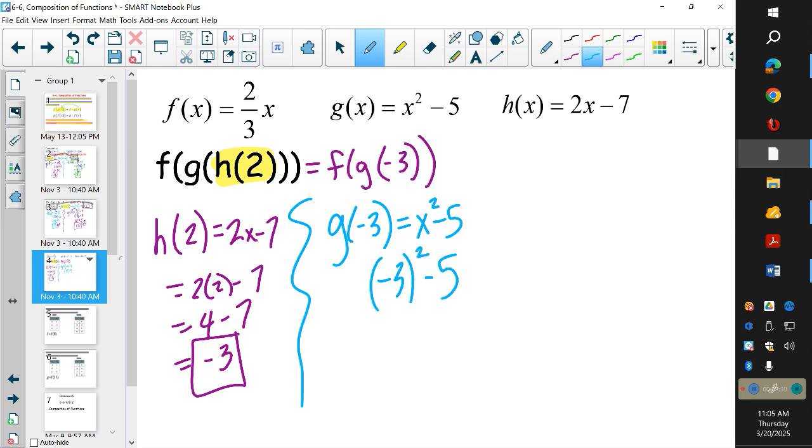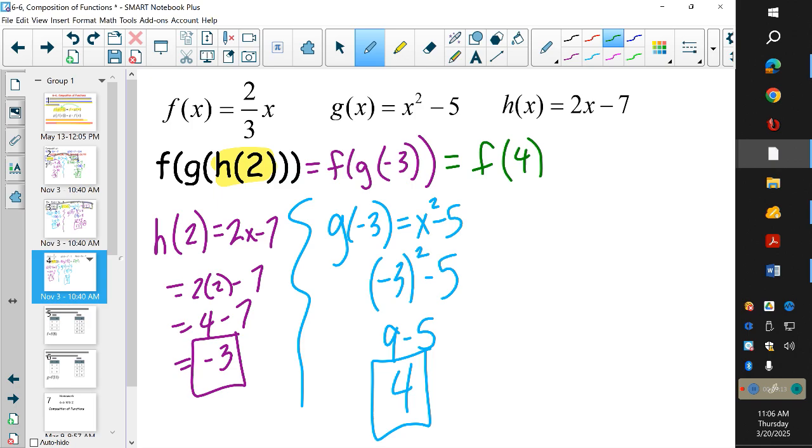If y'all do not put parentheses there, you will not get the right answer, because you are squaring the number 3 and the negative, yes? So what is negative 3 squared? That is negative 3 times negative 3, which is 9. Take away 5 is 4. And what does that 4 represent? That is going to represent G at negative 3. Yes?